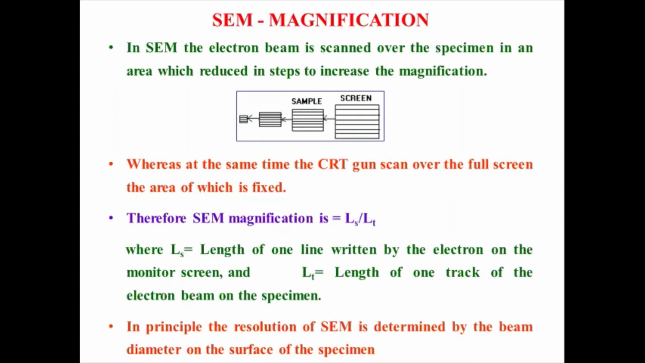But this is for illustration. In an actual microscope, there are a lot of things one has to deal with. When you change the area of scanning, at the same time, to get the magnification, you have to also change the working distance. I will not go into the technical details, but this is a simple illustration of how magnification can be changed.